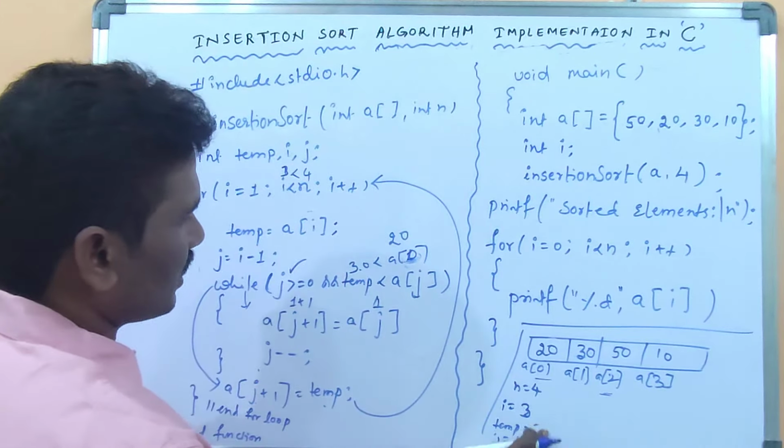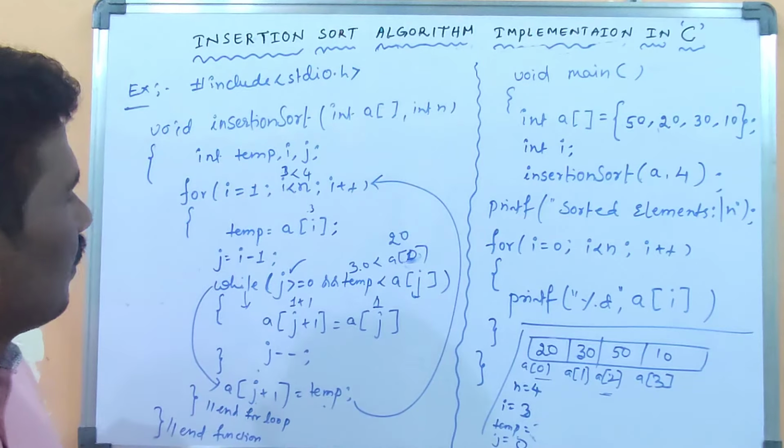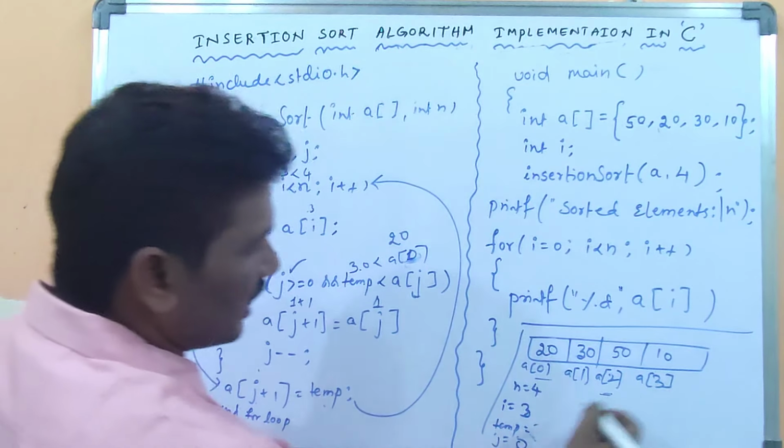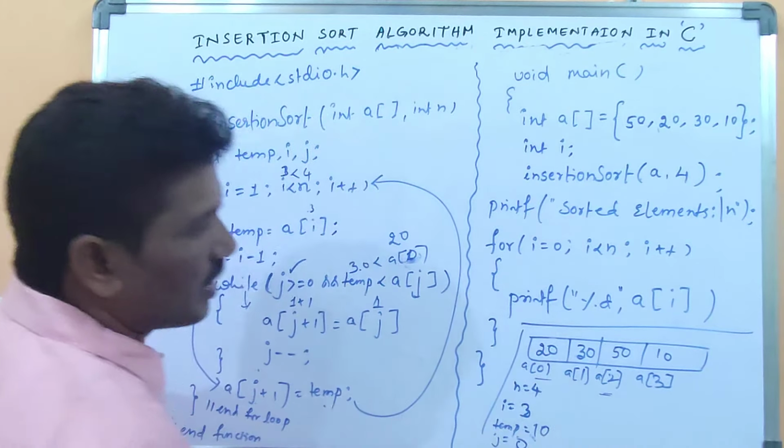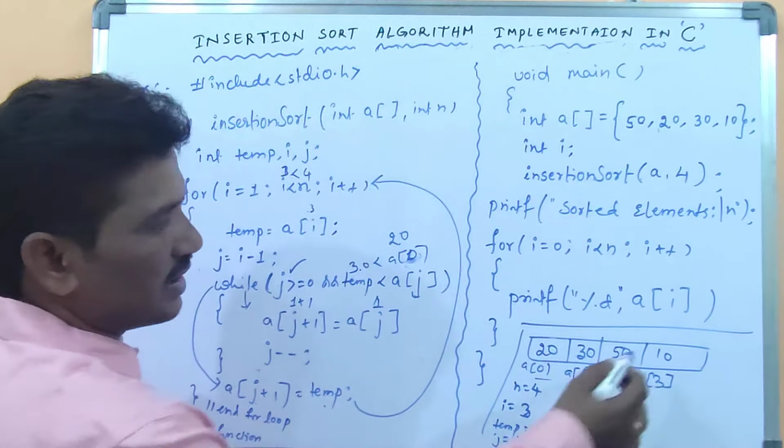Temp equal A of 5. What is the A of 5 value? I is 3. A of 3. What is the A of 3? 10. Okay, the 10 should be compared with this one, the 10 should be compared with this one, the 10 should be compared with this one. Okay. Then here temp equal 10. Again j equal to I minus 1, j value becomes 2.